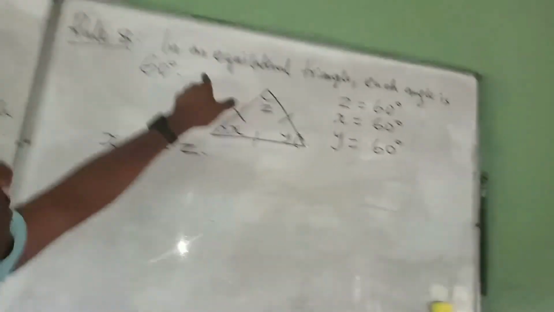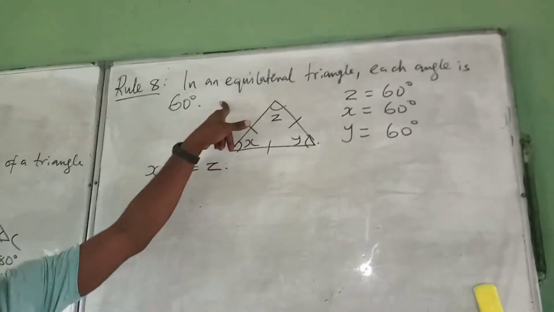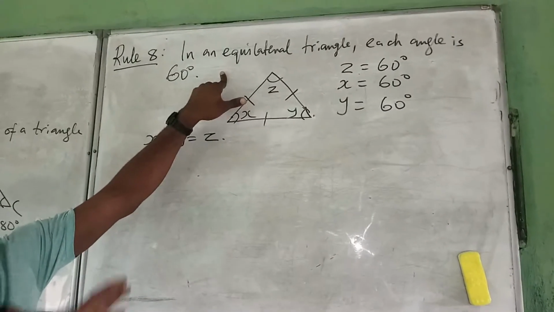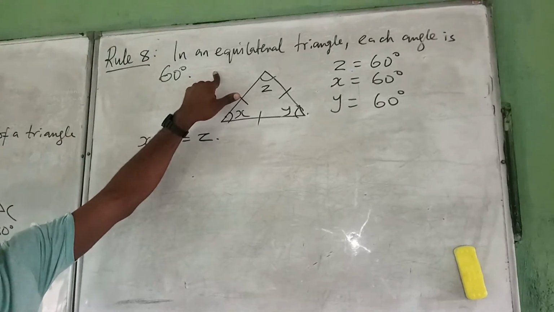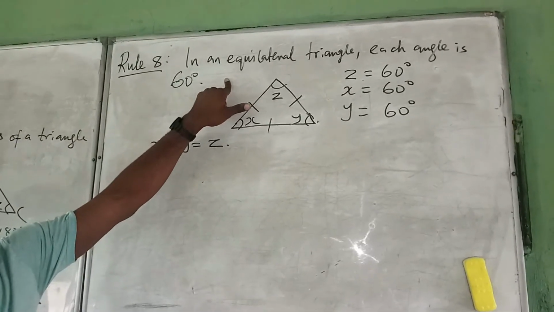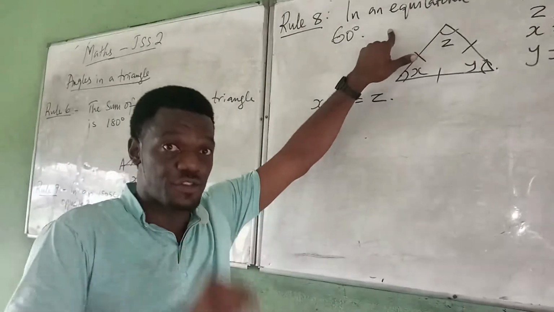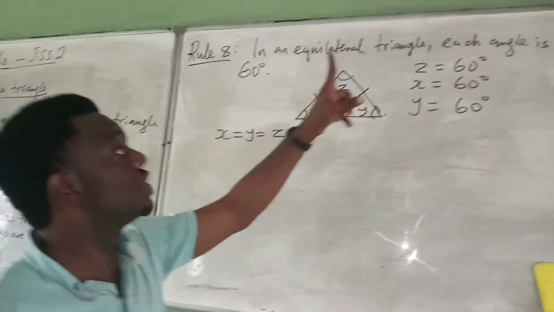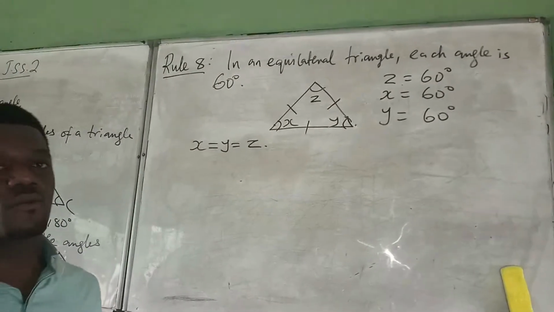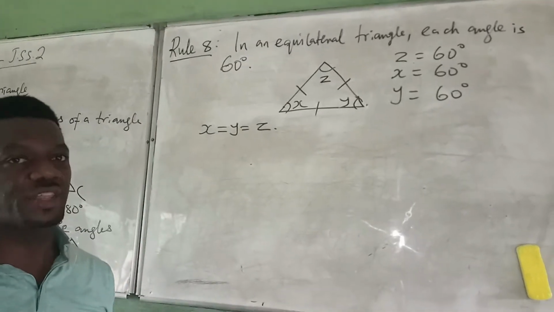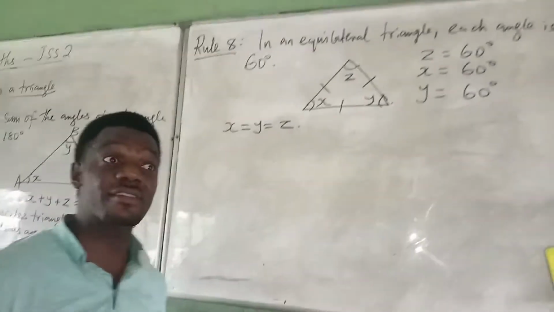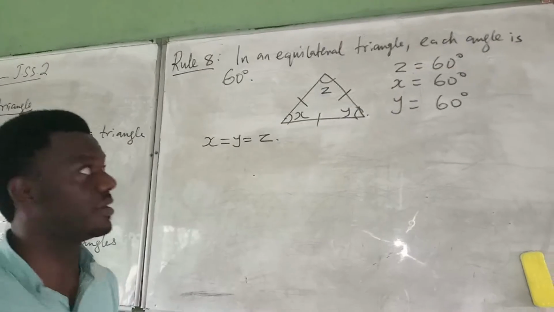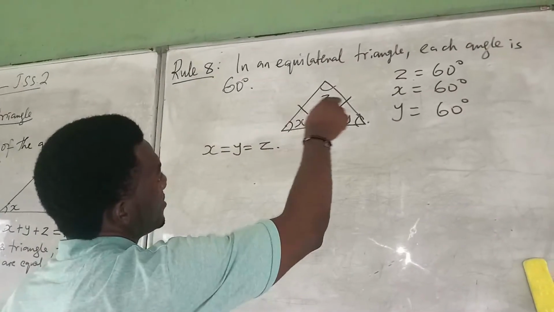So rule 8 now says, in an equilateral triangle... You see, the first rule, which is rule 6, has to do with all triangles, the sum of the angles of all triangles. Rule 7 deals only with the isosceles triangle. This one is an equilateral triangle. In an equilateral triangle, each angle is 60 degrees. When you discover that the triangle you are dealing with is an equilateral, it means that any angle in an equilateral triangle is equal to 60 degrees. So this is an equilateral triangle.